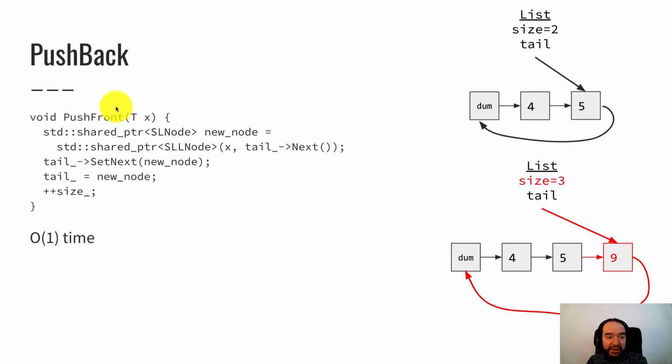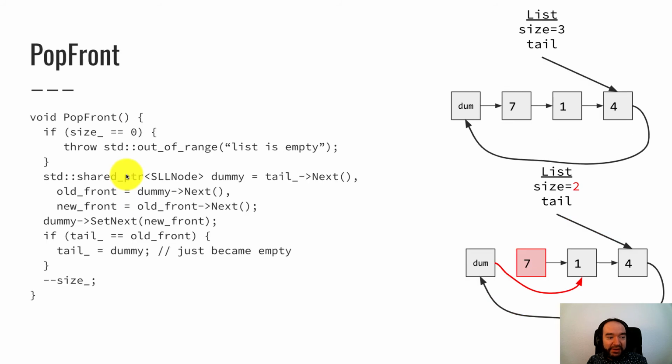This takes constant time because there's no loop here. These are all constant time statements. All right, now let's look at PopFront. This is the last constant time operation we're going to cover in this video.